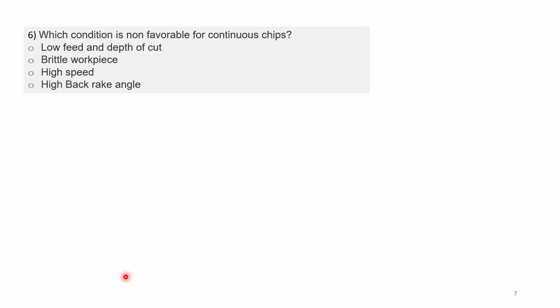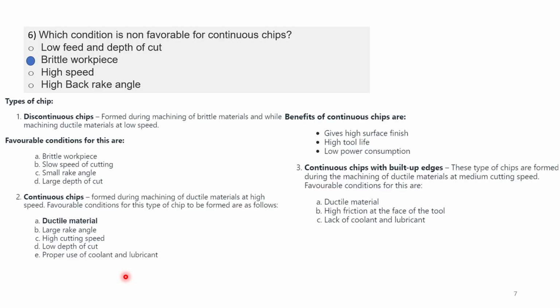Next question: which condition is known to be favorable for continuous chips? Your options are low feed and depth of cut, brittle workpiece, high speed, high back rake angle. The answer would be brittle workpiece.